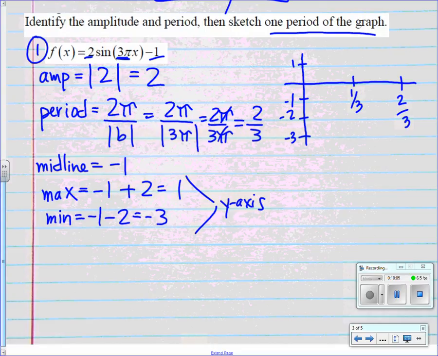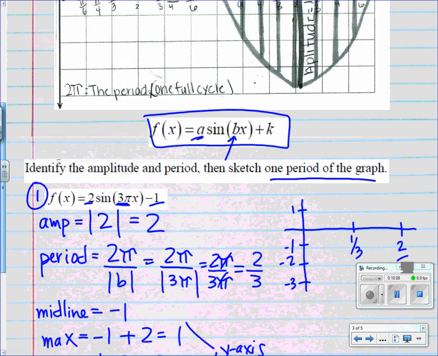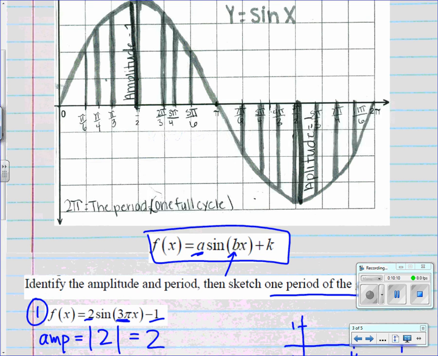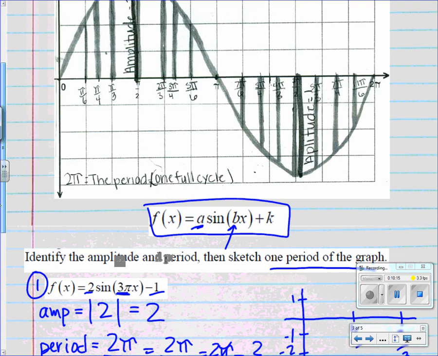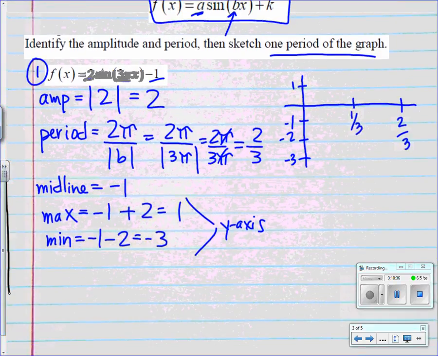Now, if you look at the parent function, where did our sine function start? At 0, which was the midline. So we always start at the midline, and what happened halfway? Halfway it went back to the midline, right? And where did it end? At the midline. So the sine function will always start at the midline, middle at the midline, and end at the midline for each wave. Okay? So where's our midline for this example? -1. So we're going to start at -1 on the y-axis.